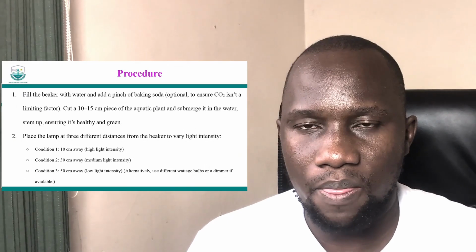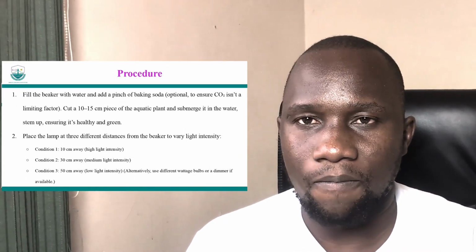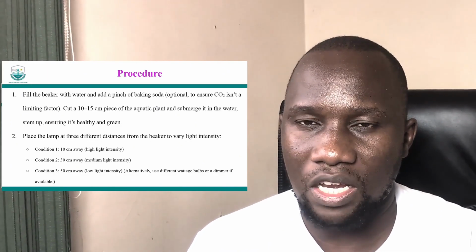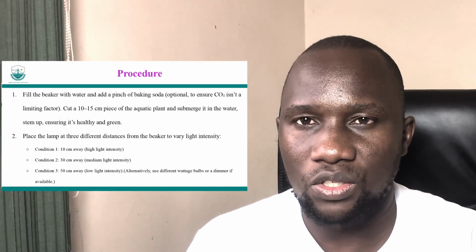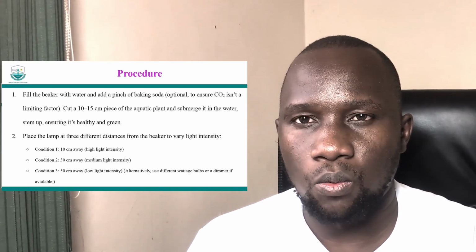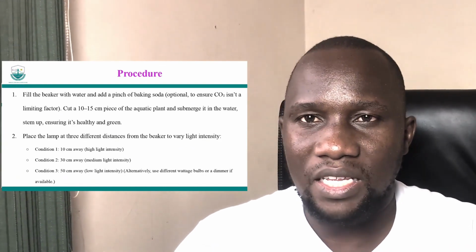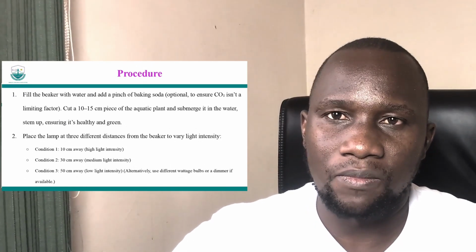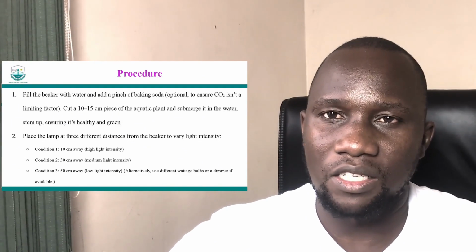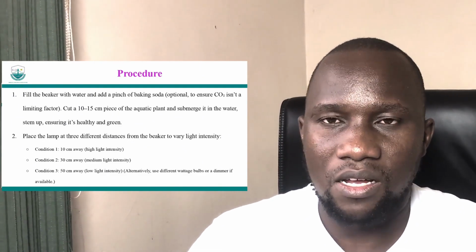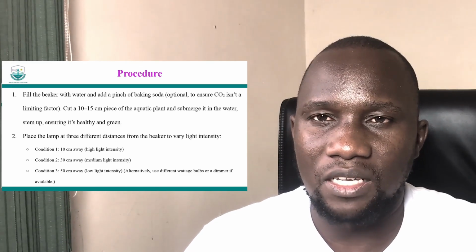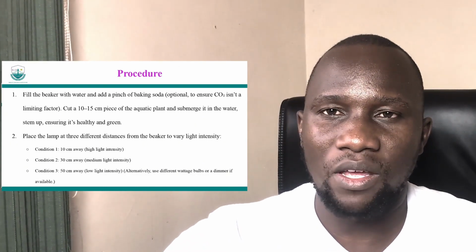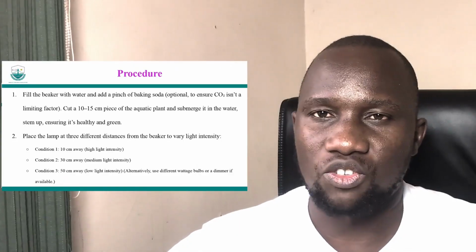You're going to have the same Elodea plant, the same setup. You get the Elodea plant, put it in a beaker containing water, where you have also put your sodium bicarbonate. So what you're going to do is adjust the distance between the setup and the lamp. That distance means that if the lamp is closer to the Elodea plant, the Elodea plant will receive more light.